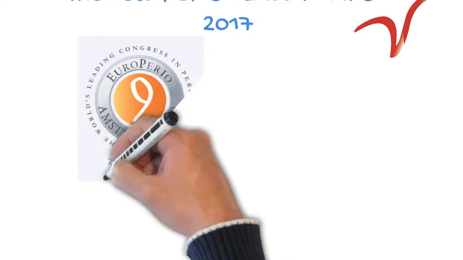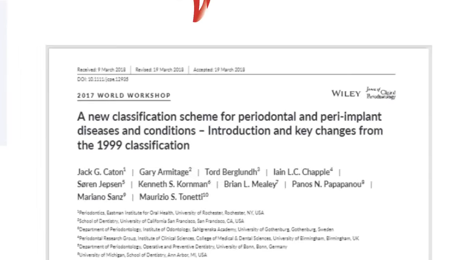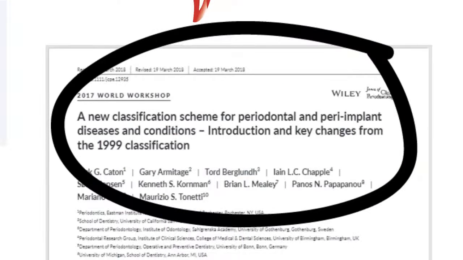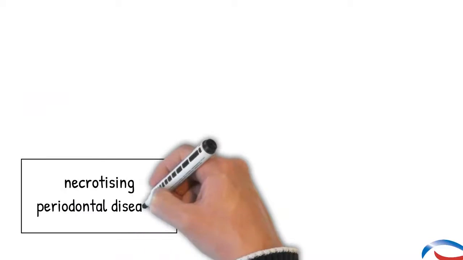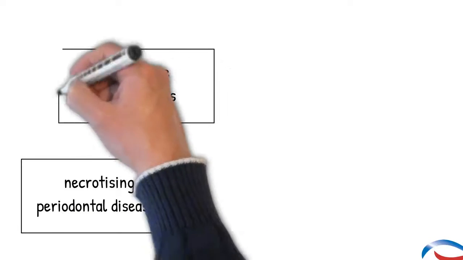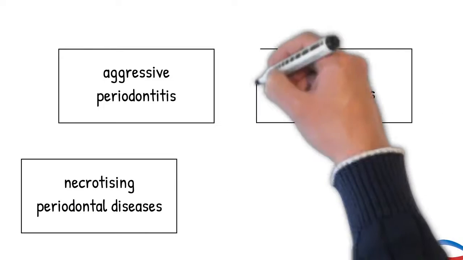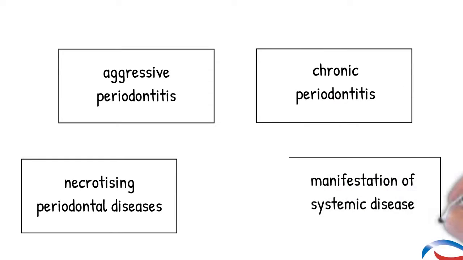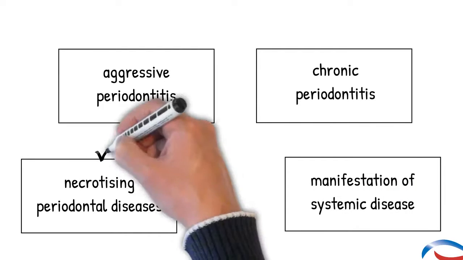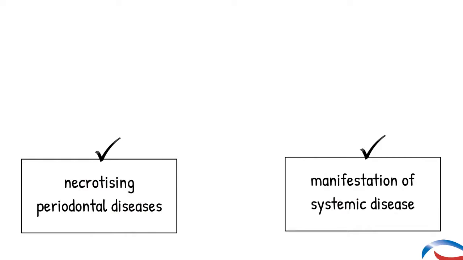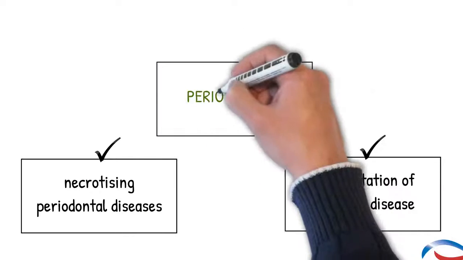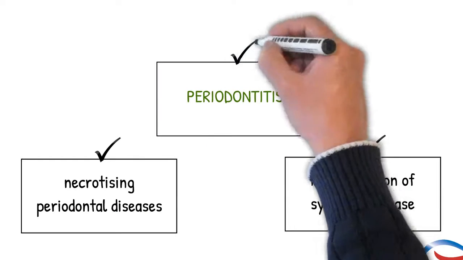Hi, today we're going to explain the new periodontal classification system, which was released last year following the World Workshop in Periodontology in 2017. Previously, there were four main categories of periodontal disease according to the old 1999 classification system. Necrotizing diseases and periodontal diseases as a manifestation of systemic disease remain the same. However, aggressive and chronic periodontitis have been replaced with a single category called periodontitis.